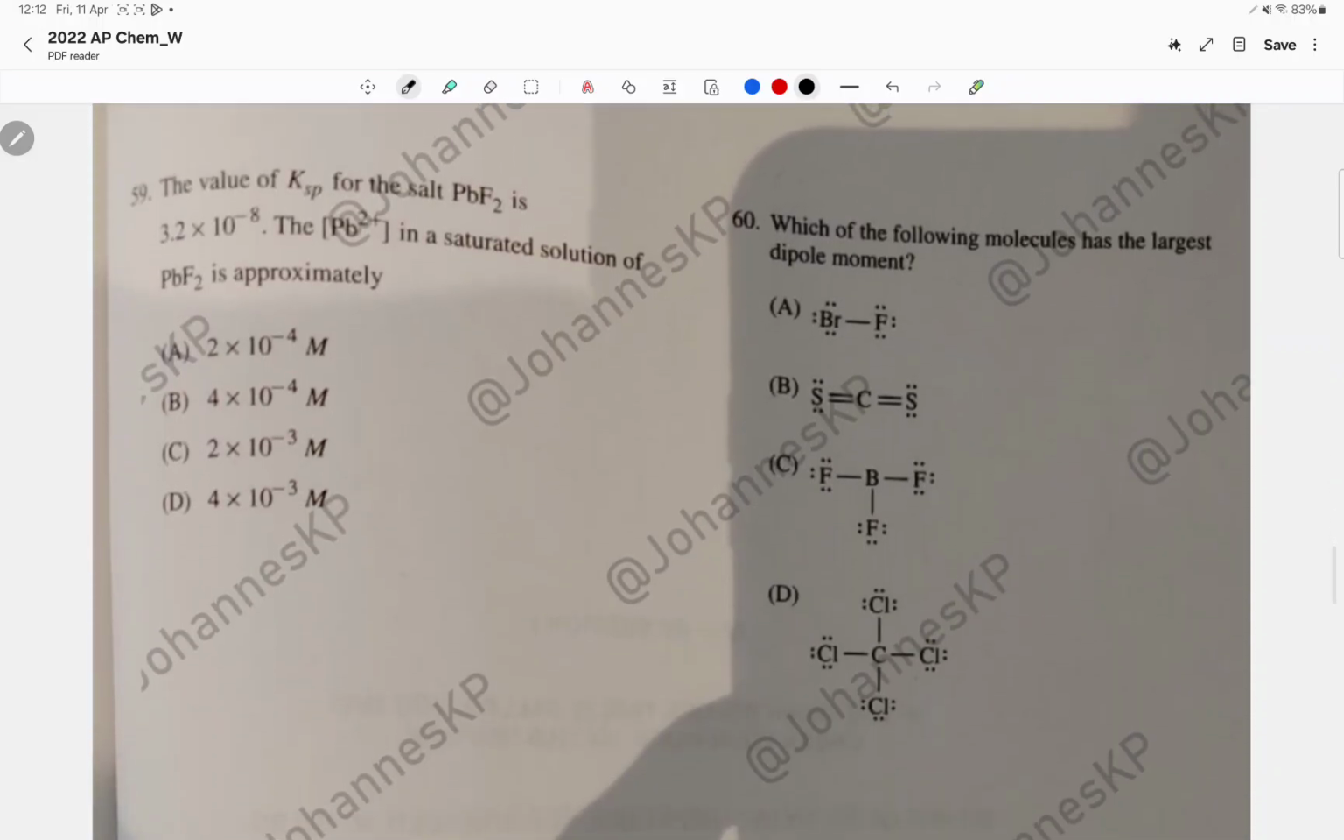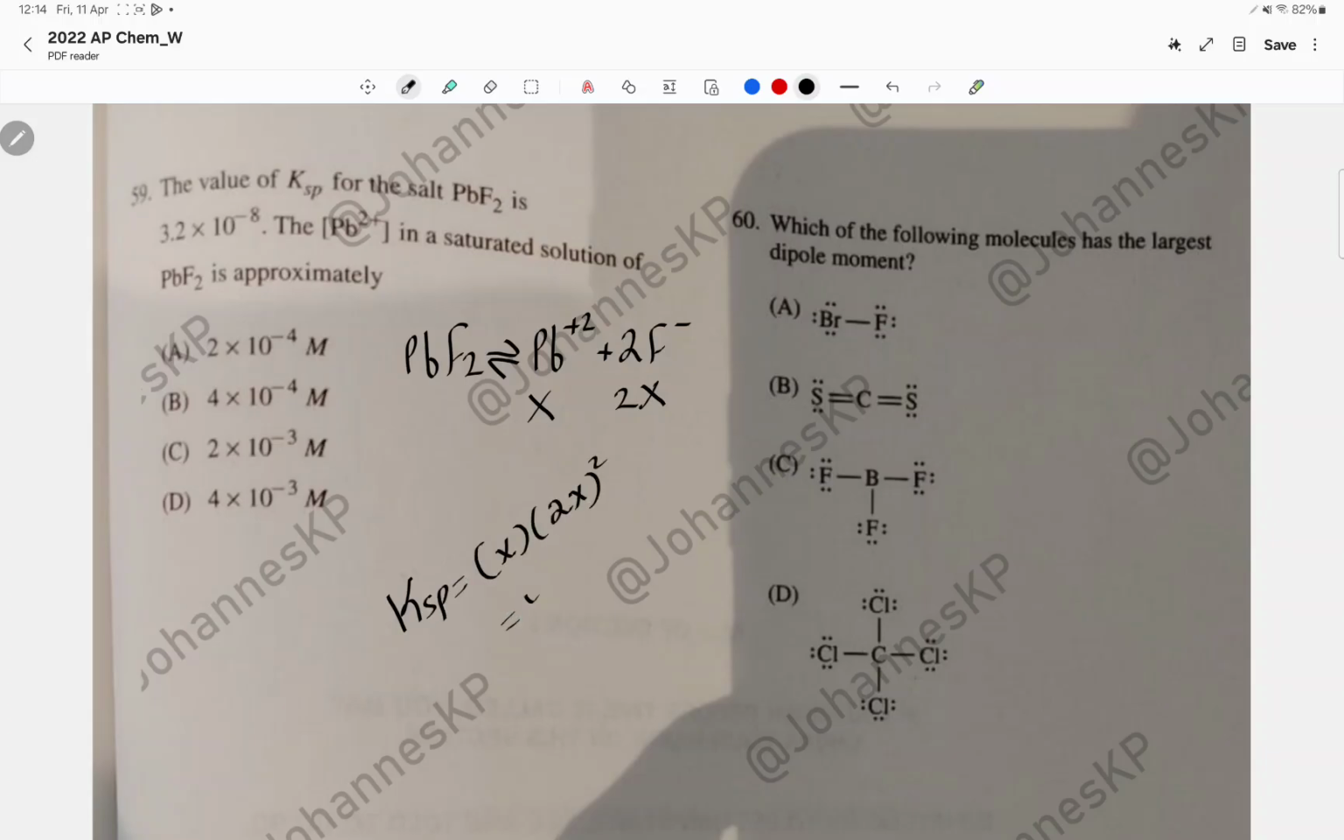59. Do you guys do this one? You have to write the dissociation equation. Oh. So this is x. This is 2x. So 3x. Yep. So, what? No, 2x. Big mistake. 2x. Bigger mistake. Ksp is equal to x times 2x squared, 4x cubed is equal to Ksp.